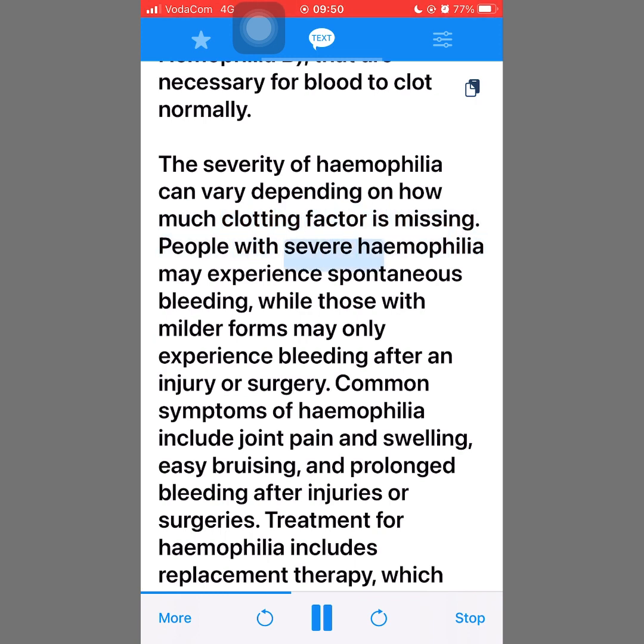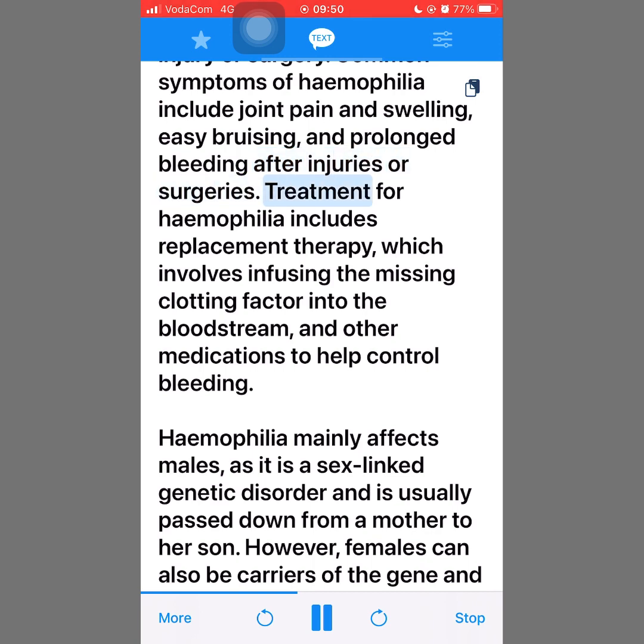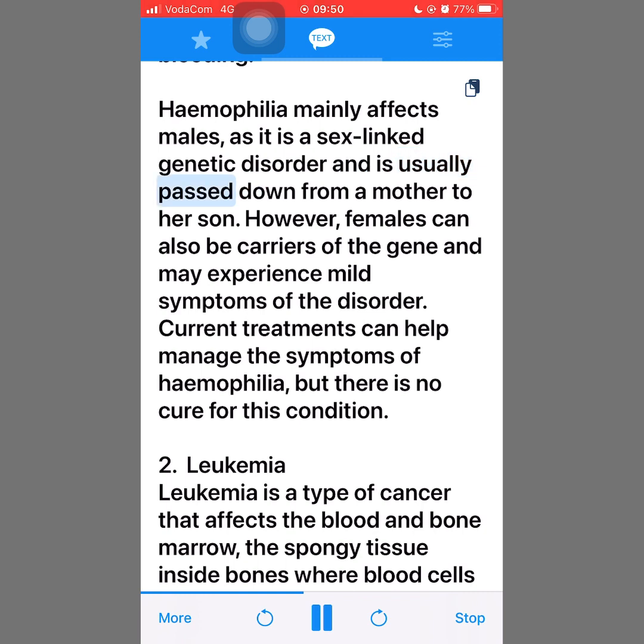People with severe hemophilia may experience spontaneous bleeding, while those with milder forms may only experience bleeding after an injury or surgery. Common symptoms of hemophilia include joint pain and swelling, easy bruising, and prolonged bleeding after injuries or surgeries. Treatment for hemophilia includes replacement therapy, which involves infusing the missing clotting factor into the bloodstream, and other medications to help control bleeding. Hemophilia mainly affects males, as it is a sex-linked genetic disorder and is usually passed down from a mother to her son. However, females can also be carriers of the gene and may experience mild symptoms of the disorder. Current treatments can help manage the symptoms of hemophilia, but there is no cure for this condition.